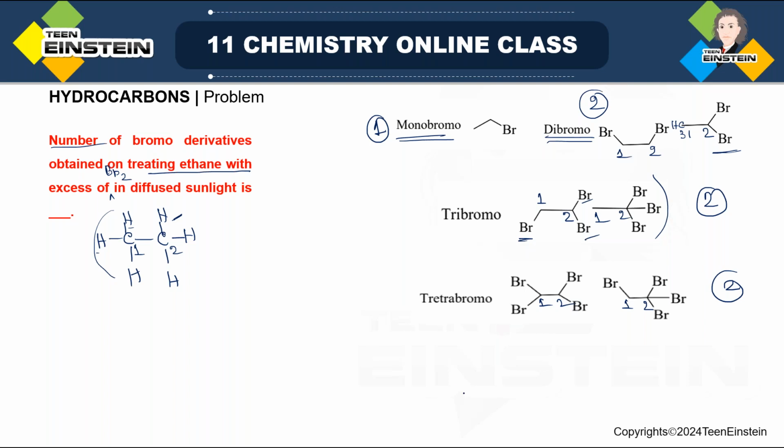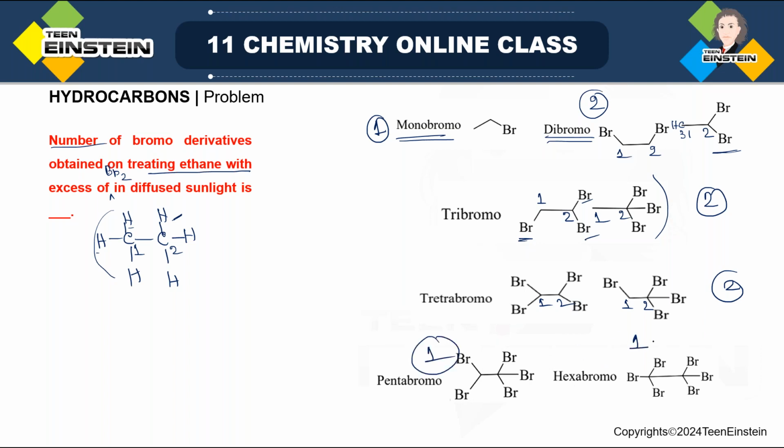And then we have 5 substitution. Now when it is 5 times substitution, obviously only one possibility is there, and when it is 6, it goes without saying there is only one possibility. So total how many are we getting? 3 times 1 and 3 times 2. So 3 into 2, 6, and then 3 more. So it will be total 9.